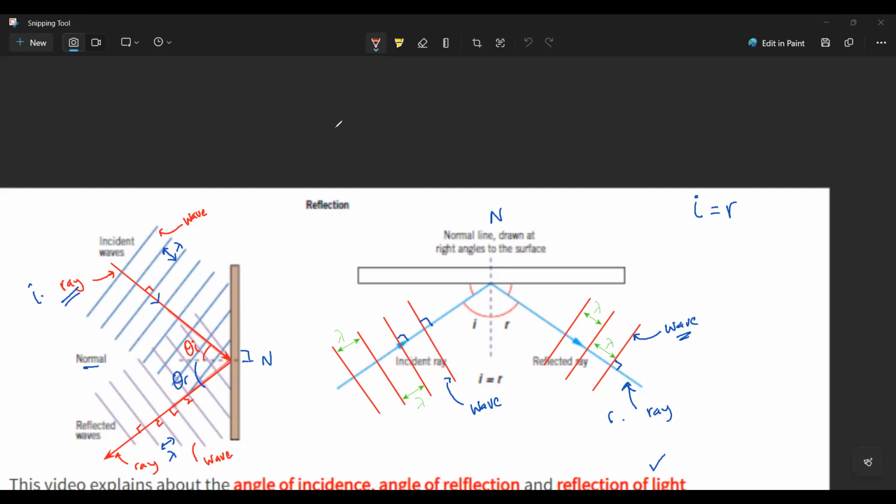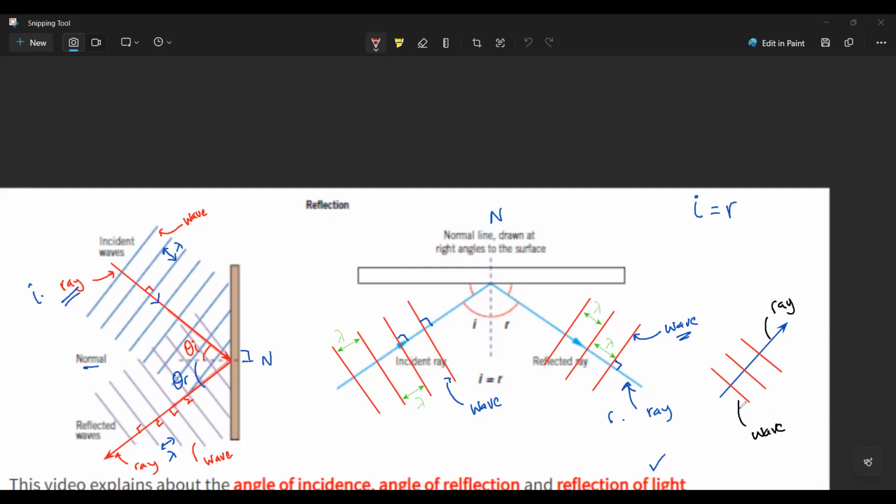So, the idea is very simple. Always draw the ray first. On the ray, you will draw the wave. The wave will be perpendicular to the ray. So this is the ray and this is the wave.